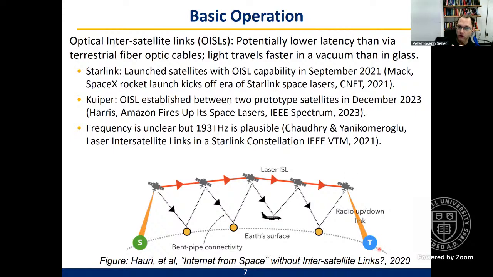This is actually much more difficult, and we'll talk about why this is. And so, Starlink, they launched their first satellites in 2021 to do this. Kuiper did a version of this in 2023. The communications that are in the satellite in space, those communications are not entirely clear.